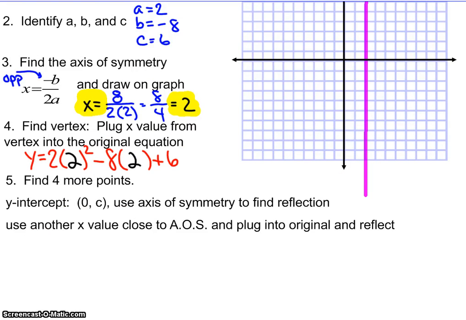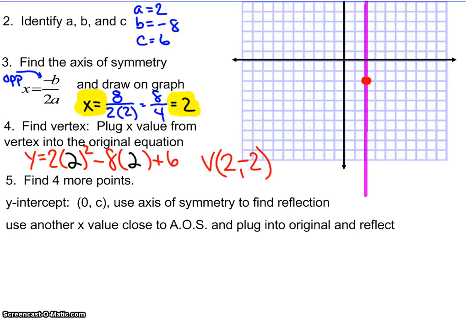Okay. So what that tells me is my vertex, and a lot of times I'll put a V in front representing vertex. When I use x equals 2, I got y to be -2. So I'm going to plot that point on my line of symmetry. Your vertex is always on the line of symmetry. That's a great thing. All right, now we need to find 4 more points.